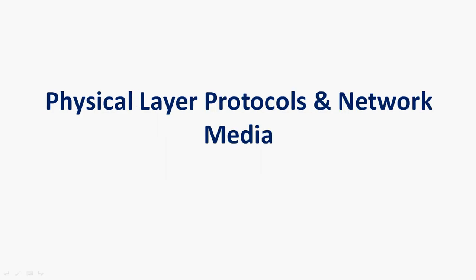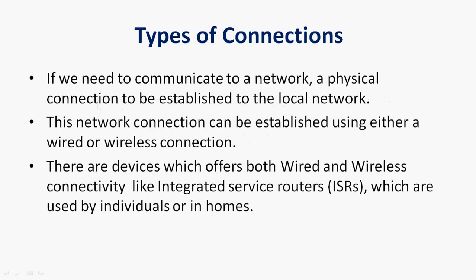Coming back to our topic, first of all, we will see types of connections. If we need to communicate to a network, a physical connection must be established to the local network. This network connection can be established using either a wired or wireless connection. There are devices which offer both wired and wireless connectivity, like integrated service routers, that is ISRs, which are used by individuals or in homes.